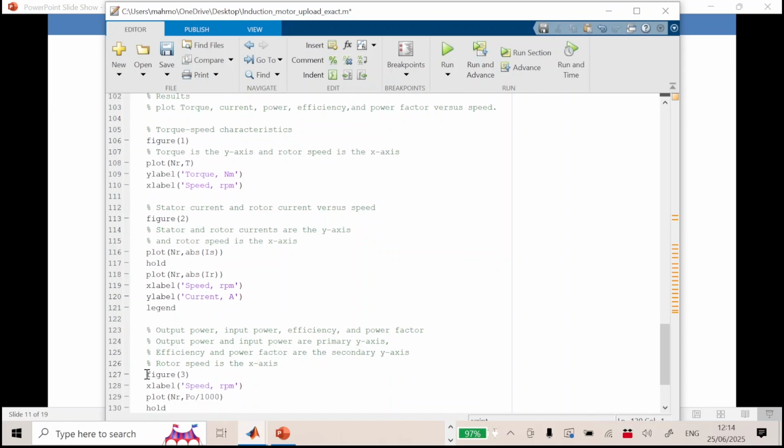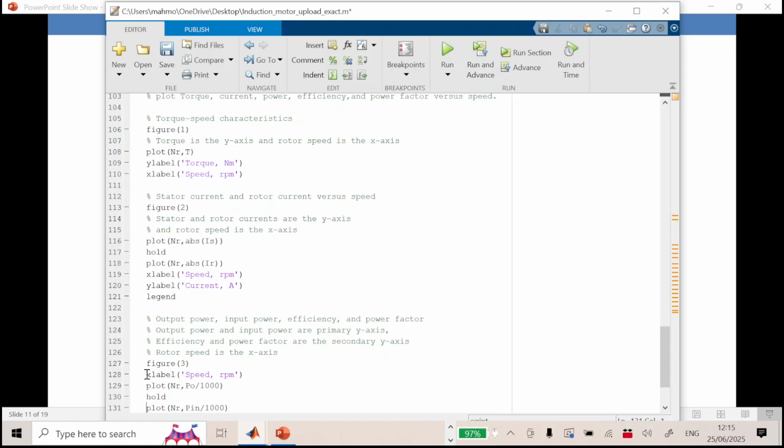We are going to put the X label, which will be the speed in RPM. Then we are going to plot the speed as the x-axis and the power output divided by 1000. This means that we are going to have the y-axis in kilowatt. And then we are going to add hold. We are going to add the input power. So now we can plot both input and output for the y-axis.